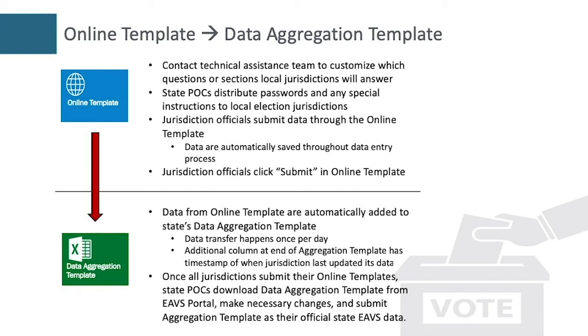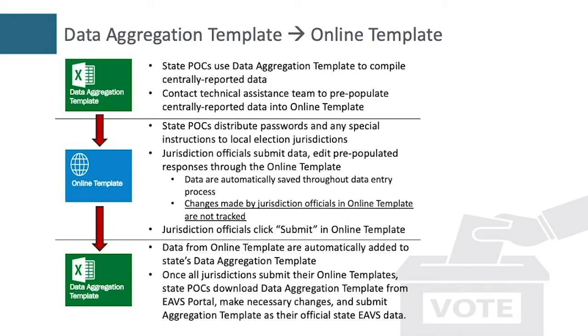Another feature of the online template is that we can customize which questions it shows to your jurisdiction. If your state election office wants this customization, please reach out to our technical support team. Another functionality we have is using the data aggregation template to pre-populate responses into the online template for jurisdictions. This allows jurisdictions to review these responses and confirm or edit them if necessary. To do this, you'll need to download a version of your state's data aggregation template from the EAVS portal and add any centrally reported data you want your jurisdiction to review. From there, contact the EAVS technical support team, and they'll need a few days to get this functionality set up.